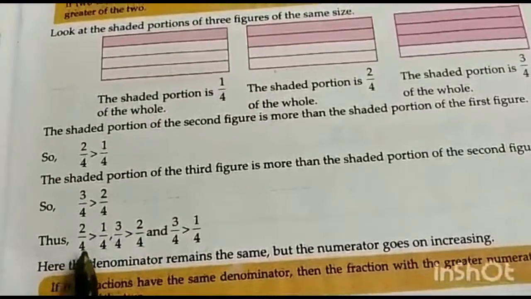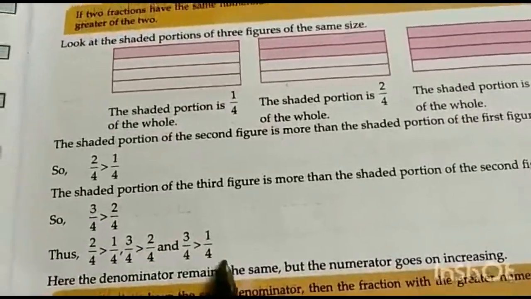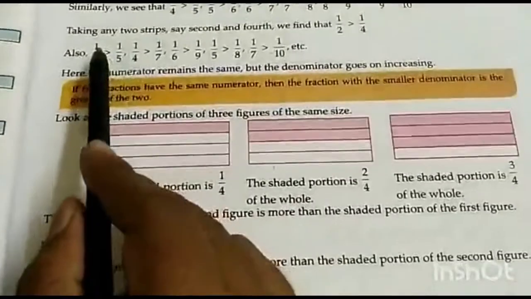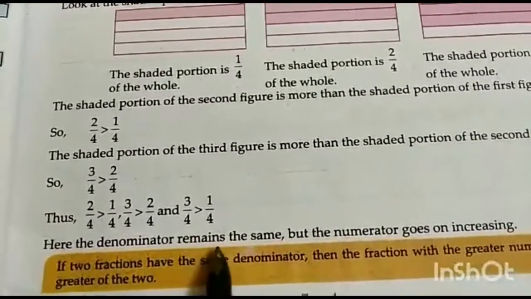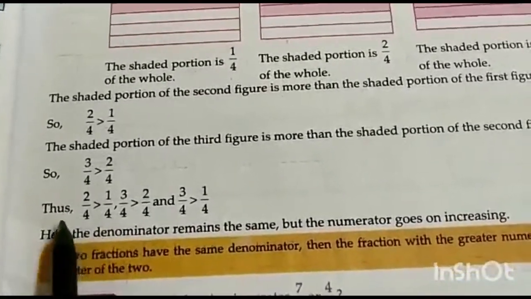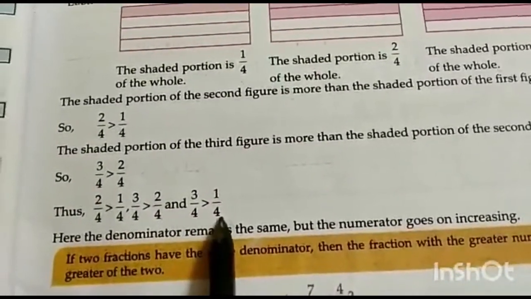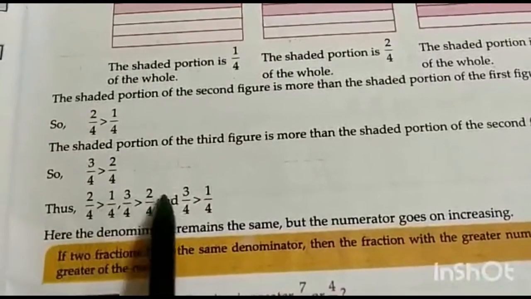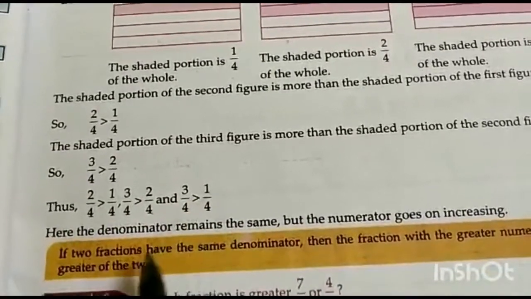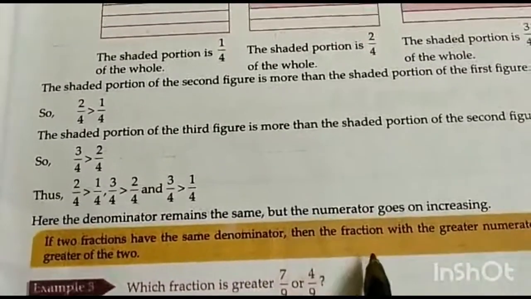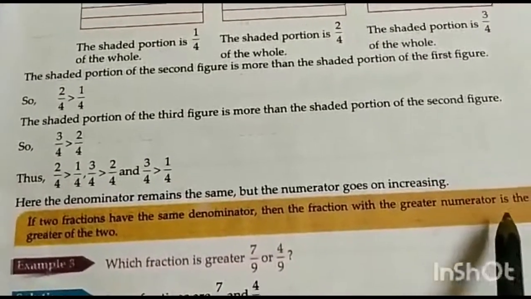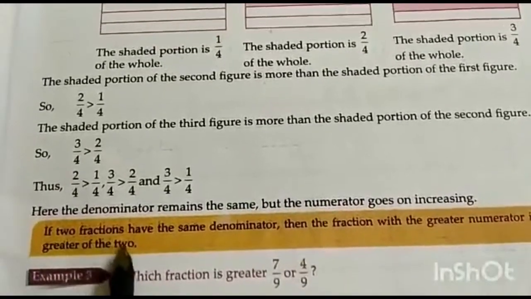Here if you observe, the denominators are the same. Before, the numerators were the same, but here the denominator is the same. When the denominators remain the same but the numerators go on increasing, now if two fractions have the same denominator, then the fraction with the greater numerator is the greater of the two.